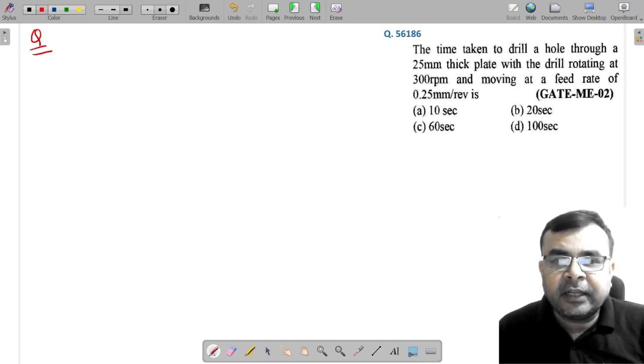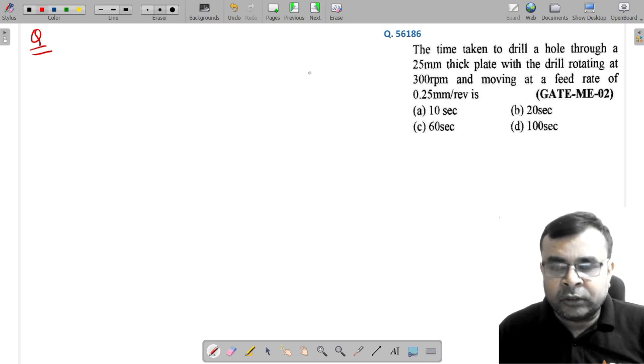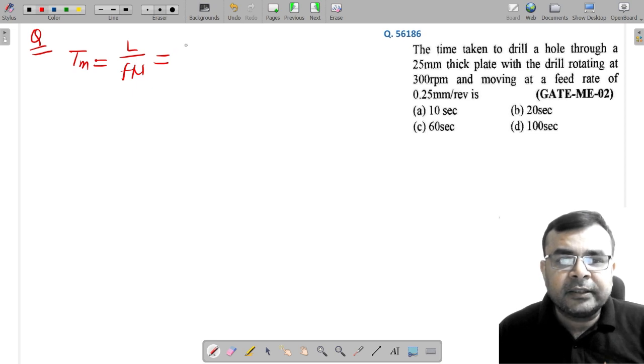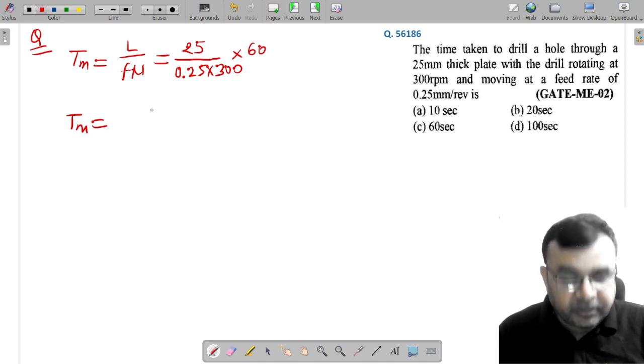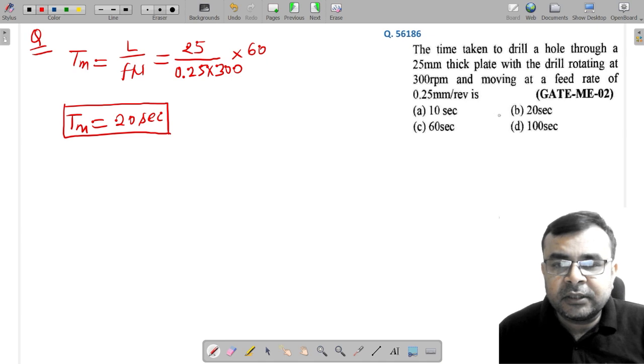Okay, so let's see another question. The time taken to drill a hole through a 25 mm thick plate with a drill rotating at 300 rpm, moving at a feed rate of 0.25 millimeter per revolution. So for determining over travel, approach or X, none of the information is given here. So simply the machining time is L by Fn. L is 25 mm thickness, feed is 0.25 into 300 rpm. The time is given in seconds, so if you multiply with 60, then after simplifying this, here I am getting 20 second. So this is a very simple question. The correct choice will be option B.